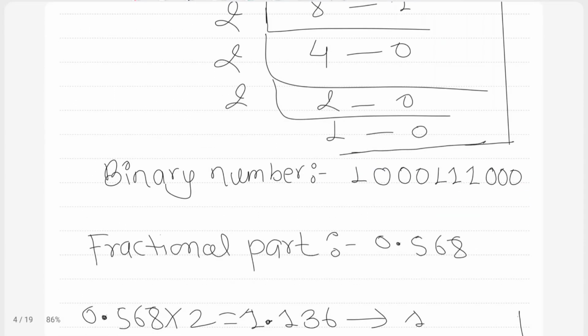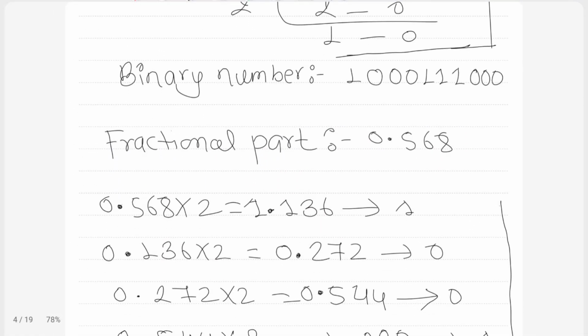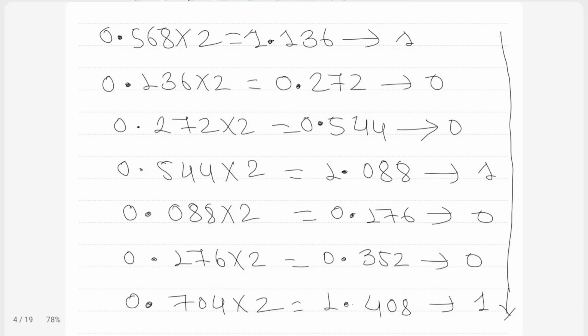So then after we take the fractional part, we make it 0.568. We multiply the fractional part by 2, and the integer part we divide by 2. Then we put 1 from right here. Then after that, 1.136 times 2 gives 0.27. We put 0 from top to bottom.